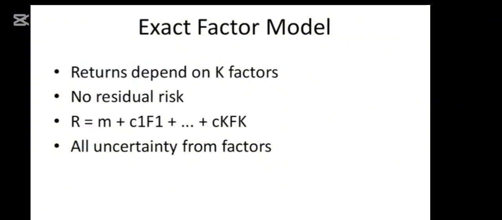So, what is the exact factor model? The exact factor model assumes that asset returns depend on several common economic factors. These factors can include things like inflation, GDP growth, or market movements. Each asset has a sensitivity to these factors, which determines its return behavior. In this model, there is no idiosyncratic or individual error term. This means all risk is completely explained by systematic factors.